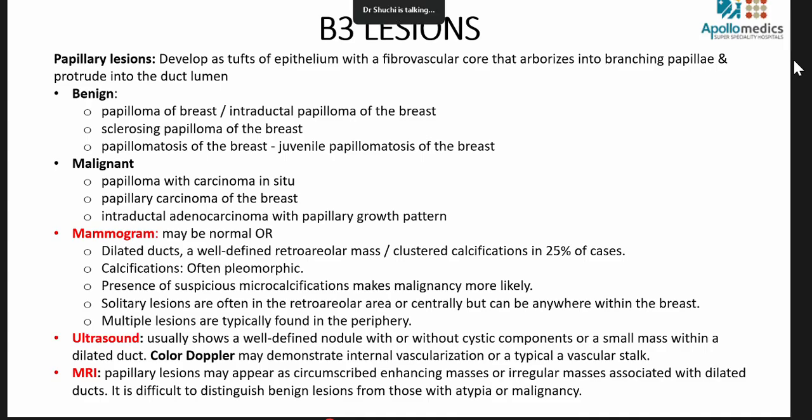Then papillary lesions: benign papilloma, sclerosing papilloma, papilloma of the breast, malignant papilloma with carcinoma in situ, papillary carcinoma, intraductal adenocarcinoma. Mammogram, again, dilated ducts, calcifications, suspicious microcalcifications, solitary lesions in the retroareolar area or centrally, but can be anywhere in the breast. Multiple lesions are typically found in the periphery. Ultrasound shows well-defined nodules with or without a cystic component. MRI: papillary lesions may appear as a circumscribed enhancing mass or irregular masses with dilated ducts.